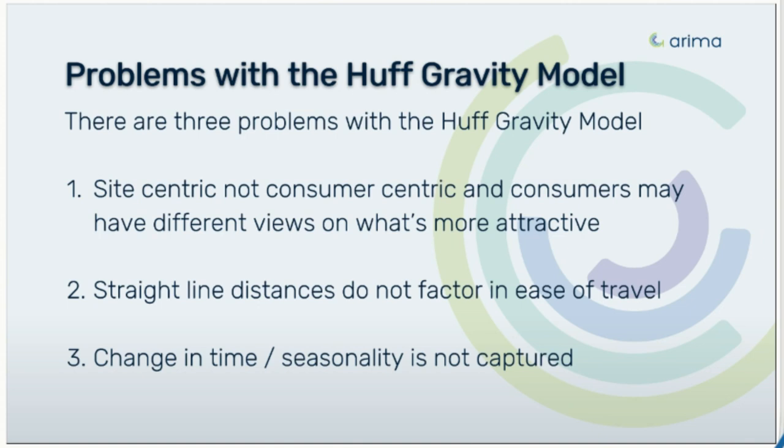Of course, this can be easily done today via the use of mobility data, as we'll talk about in a little bit. But back in the 1960s, there was no mobility data. There was no cell phone. So that was obviously very different. And lastly, change in time and seasonality is not being captured. So if a particular location is attractive, then it's always attractive, and it'll remain attractive every day of the year.